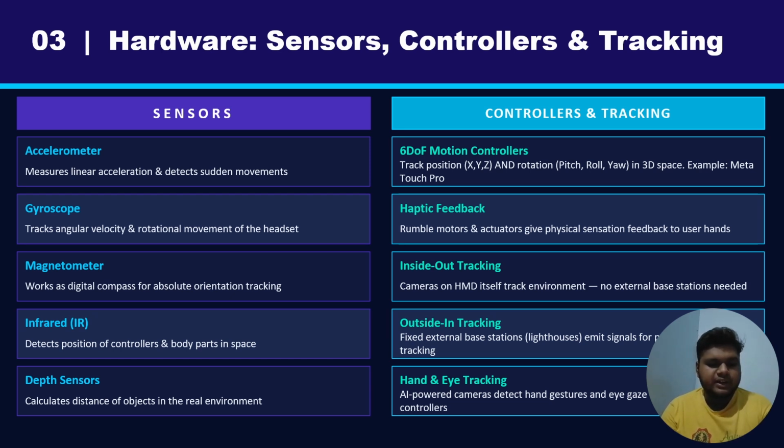How does the world know where you are? We use infrared and depth sensors to map your room. For movement, we have inside out tracking, where cameras on the headset do the work, or outside in, which uses external base stations for pinpoint precision. You are not just looking around, you are moving through space.